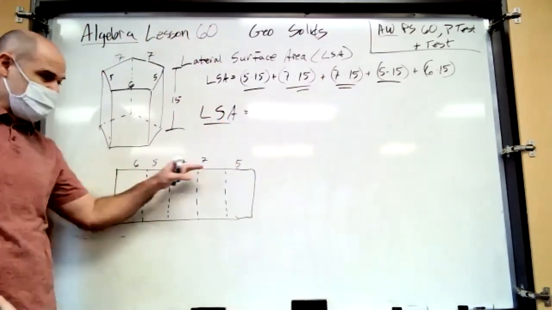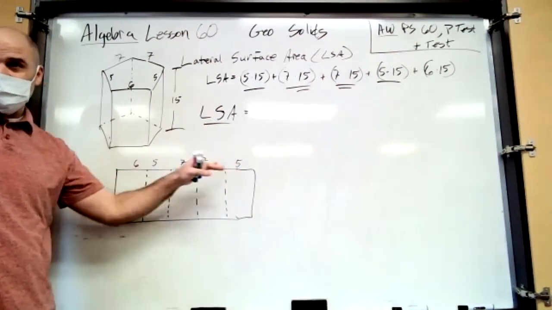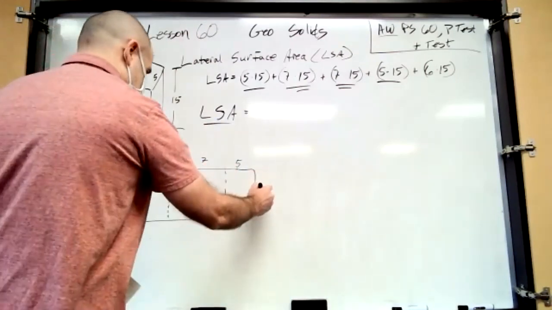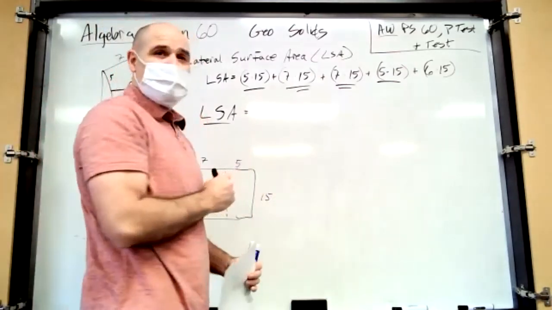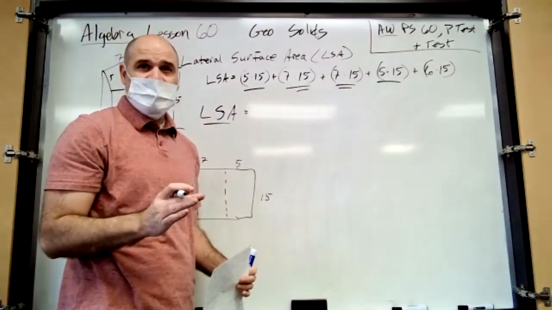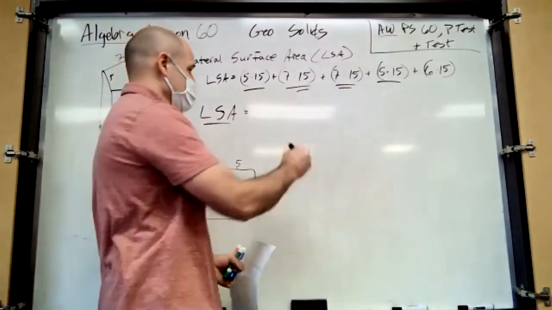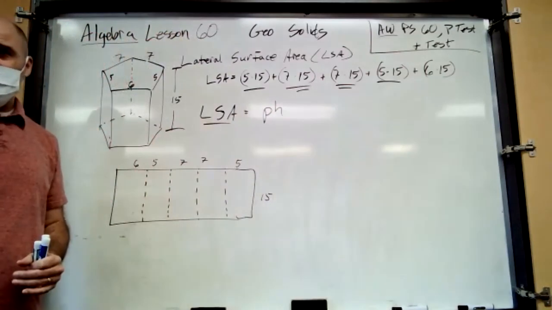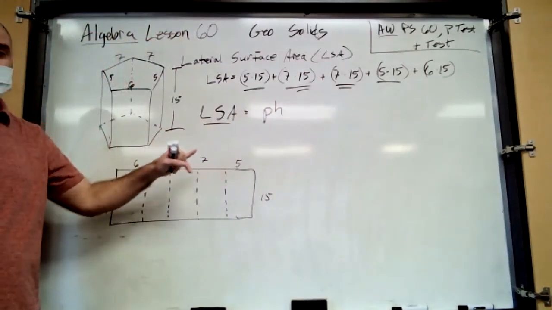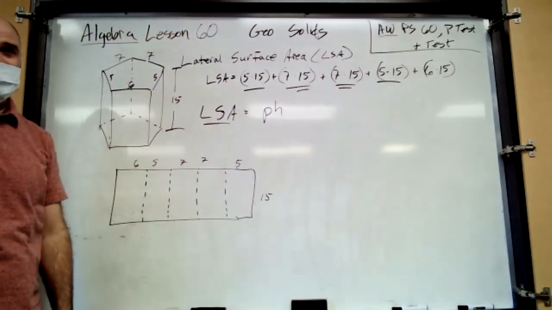So what is this length called? Perimeter, and this is still that height, right? So LSA of a prism, or technically a cylinder, is pH. That's it. So all you have to do is find the perimeter and then multiply by 15.